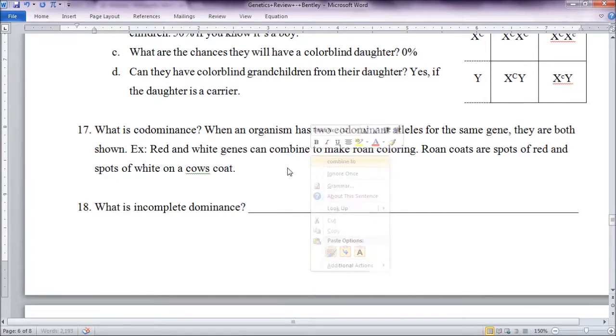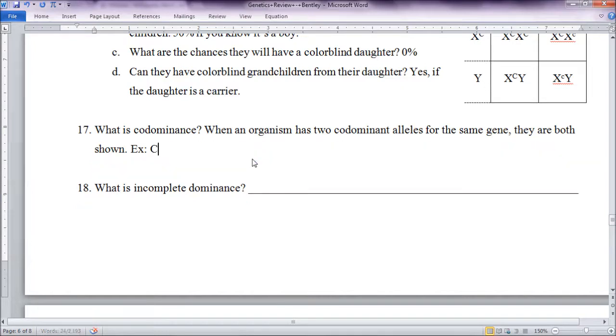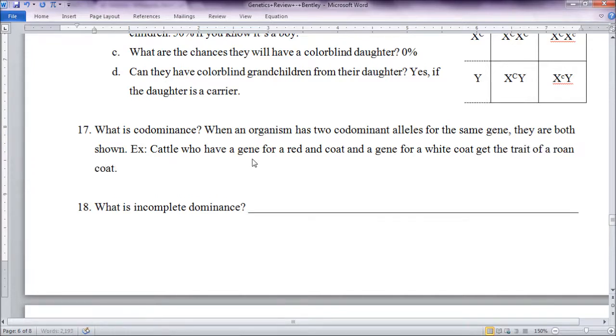Red and white genes. Okay, let me rewrite that. Cattle who have a gene for a red coat and a gene for a white coat can get the trait of a roan coat. That is because a roan coat is spots of red and spots of white. So there's your example.